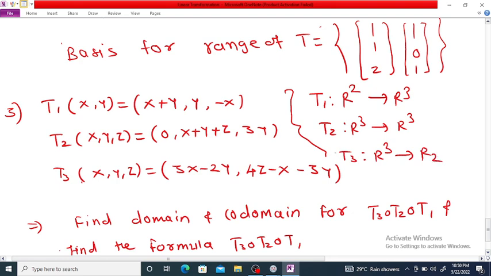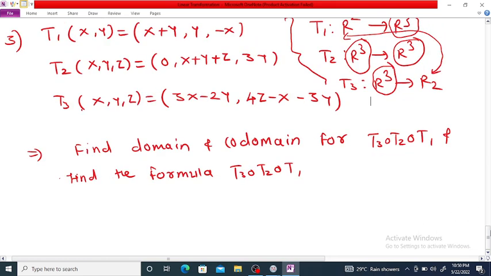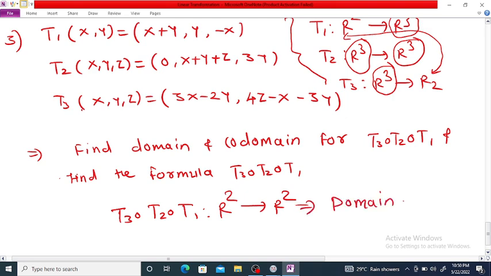So what is T3 of T2 of T1? It is a mapping from R square to R square. Now why is it possible? Because the codomain of T1 is the domain of T2, and the codomain of T2 is the domain of T3, and therefore T3 of T2 of T1 is a mapping from R square to R square. So this implies the domain is R square and the range is also R square.